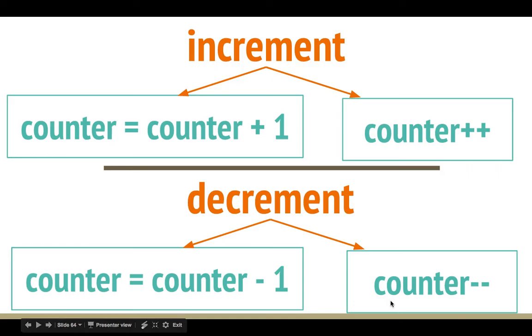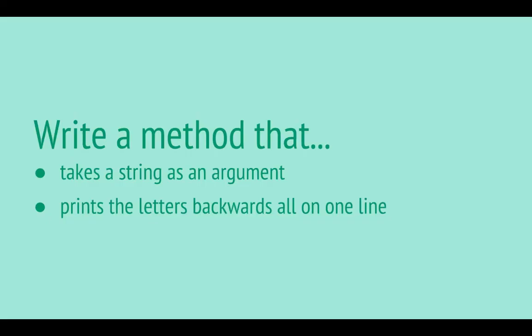So there was a problem in the book that said write a method that takes a string as an argument, so as a parameter. It's going to take that in as a parameter, and it's going to print the letters backwards all on one line.